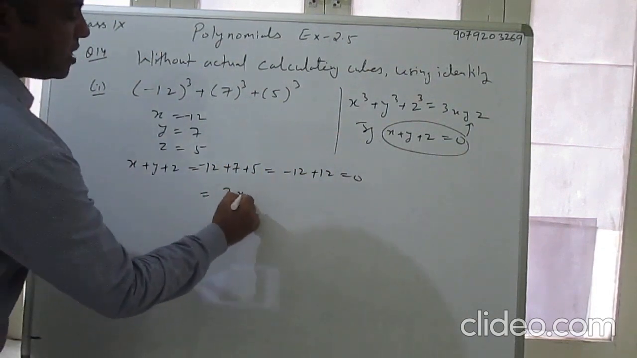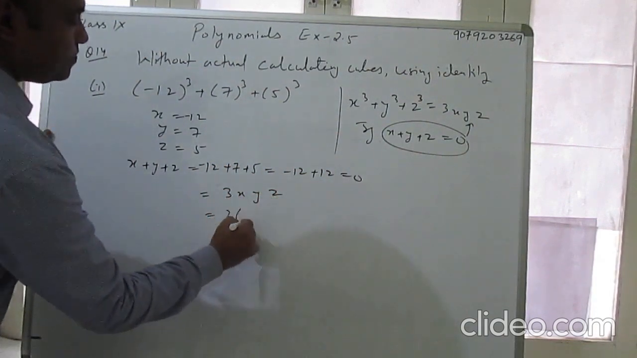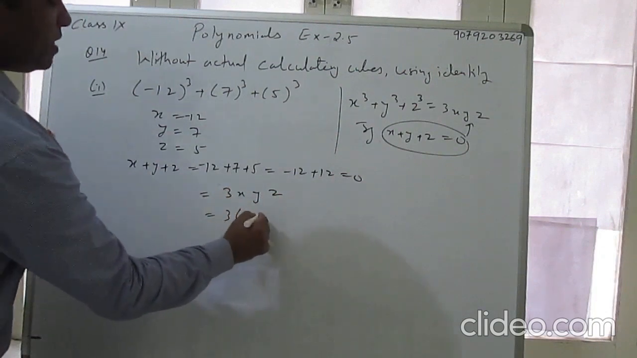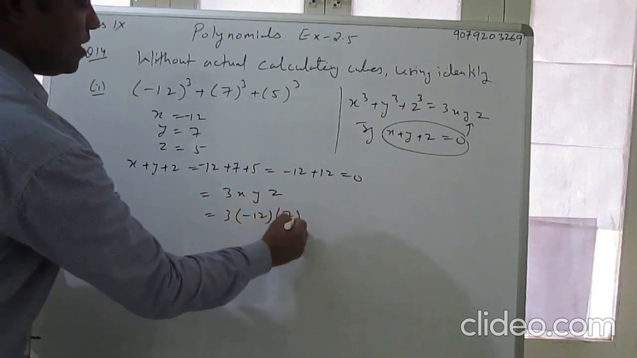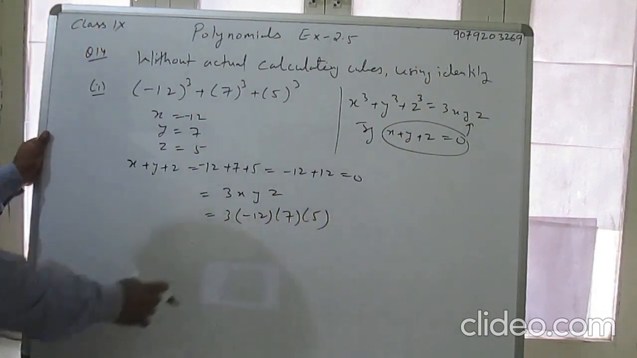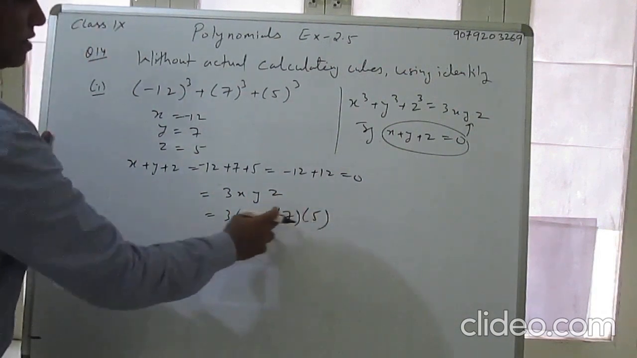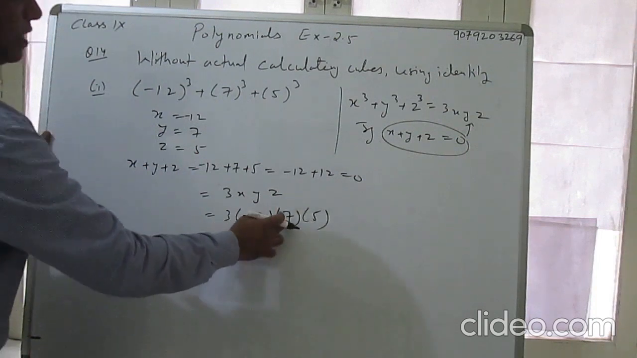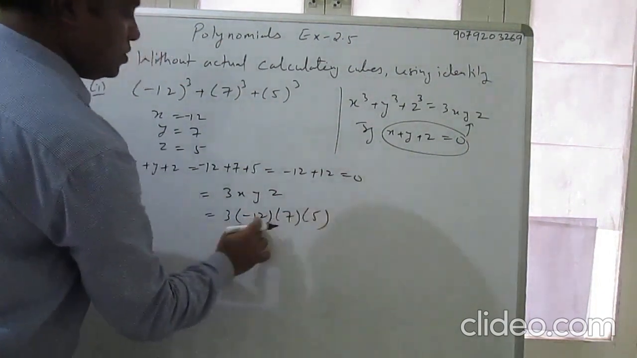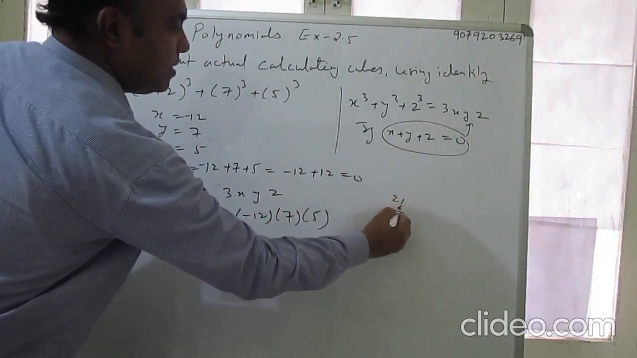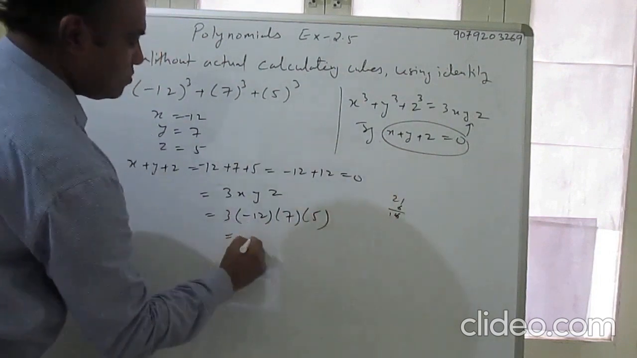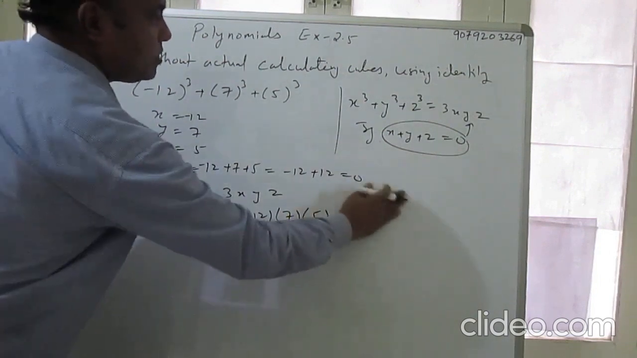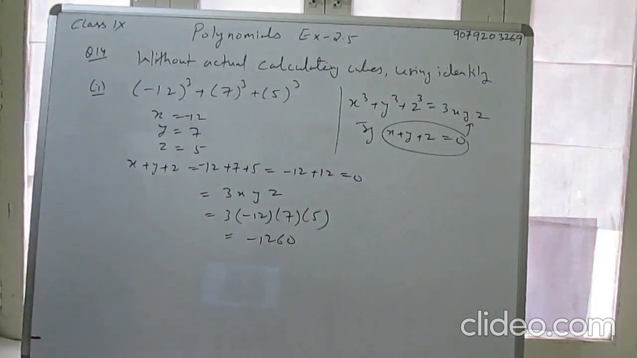So you can write 3xyz. What is 3? What is x? Minus 12. What is y? 7. What is z? 5. You see that. What is the answer? See here, 12 times 5 is 60. 60 into 21, that is, 6 into 21 is 126, so minus 1260 is the answer. In this way you can do the cubes question without calculating the cube.